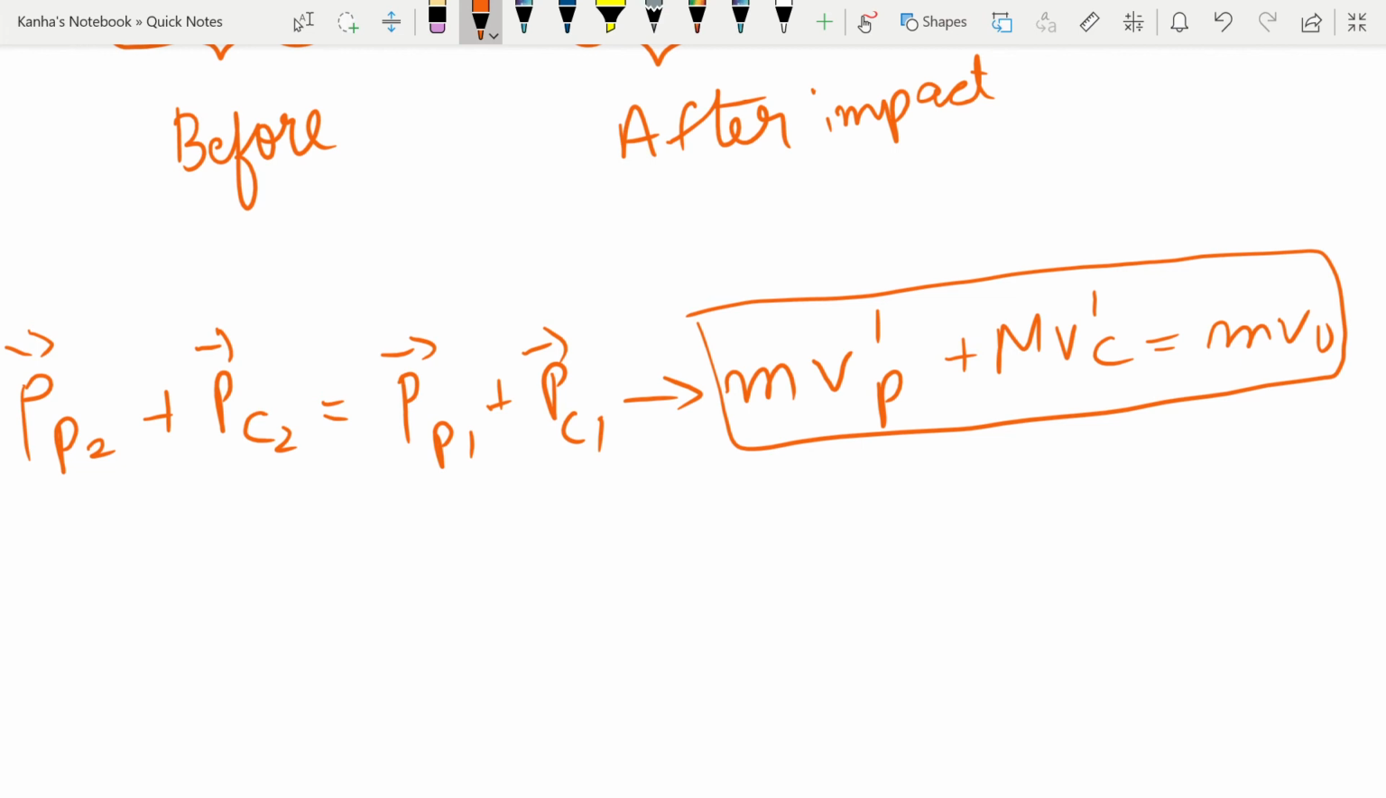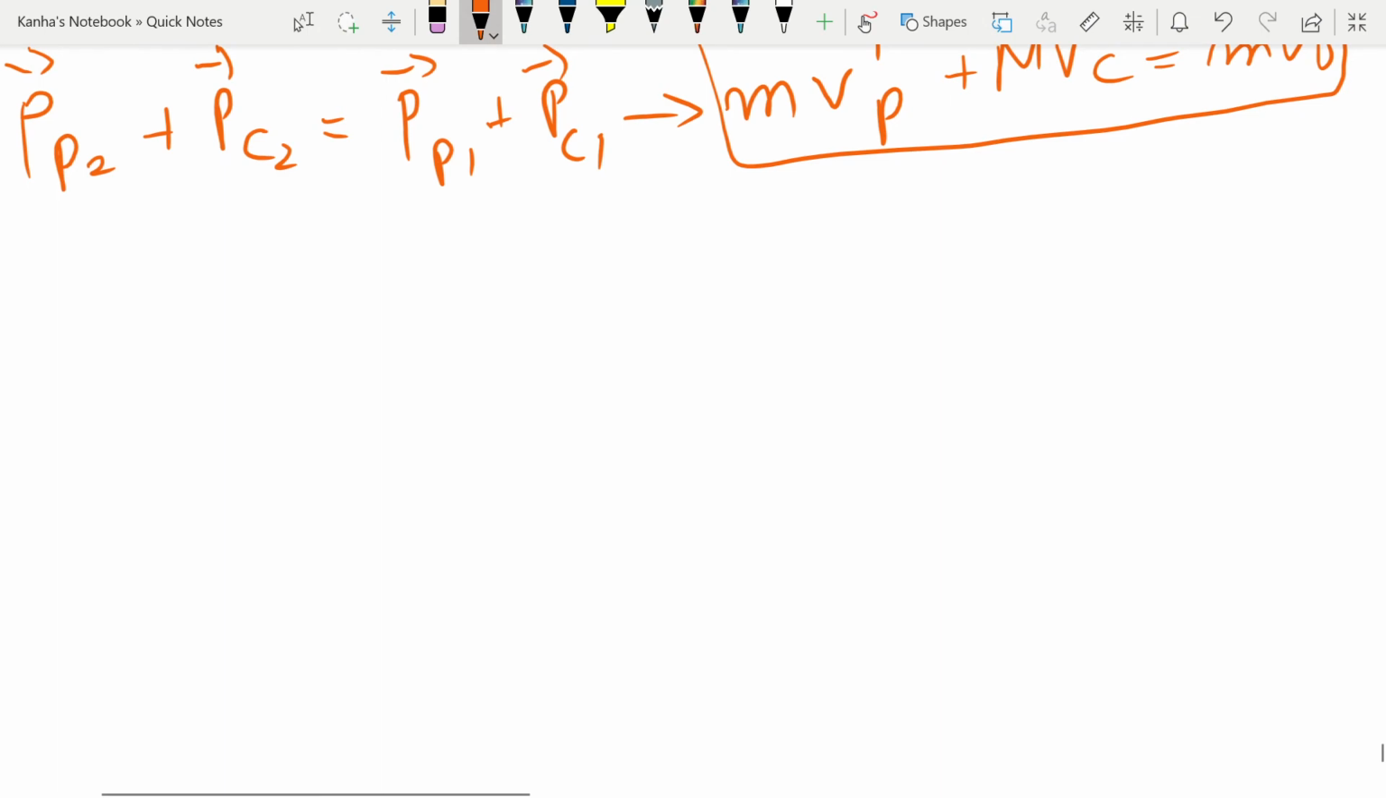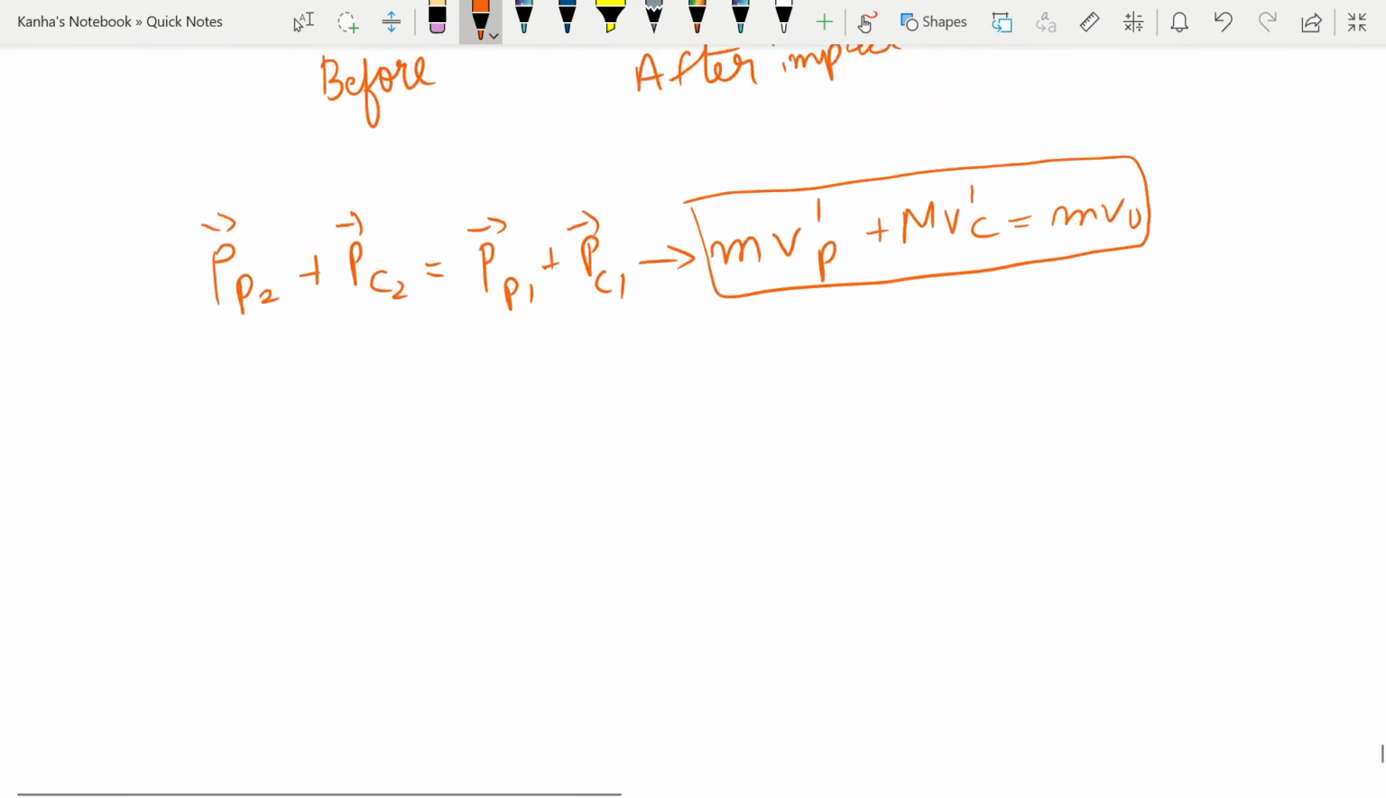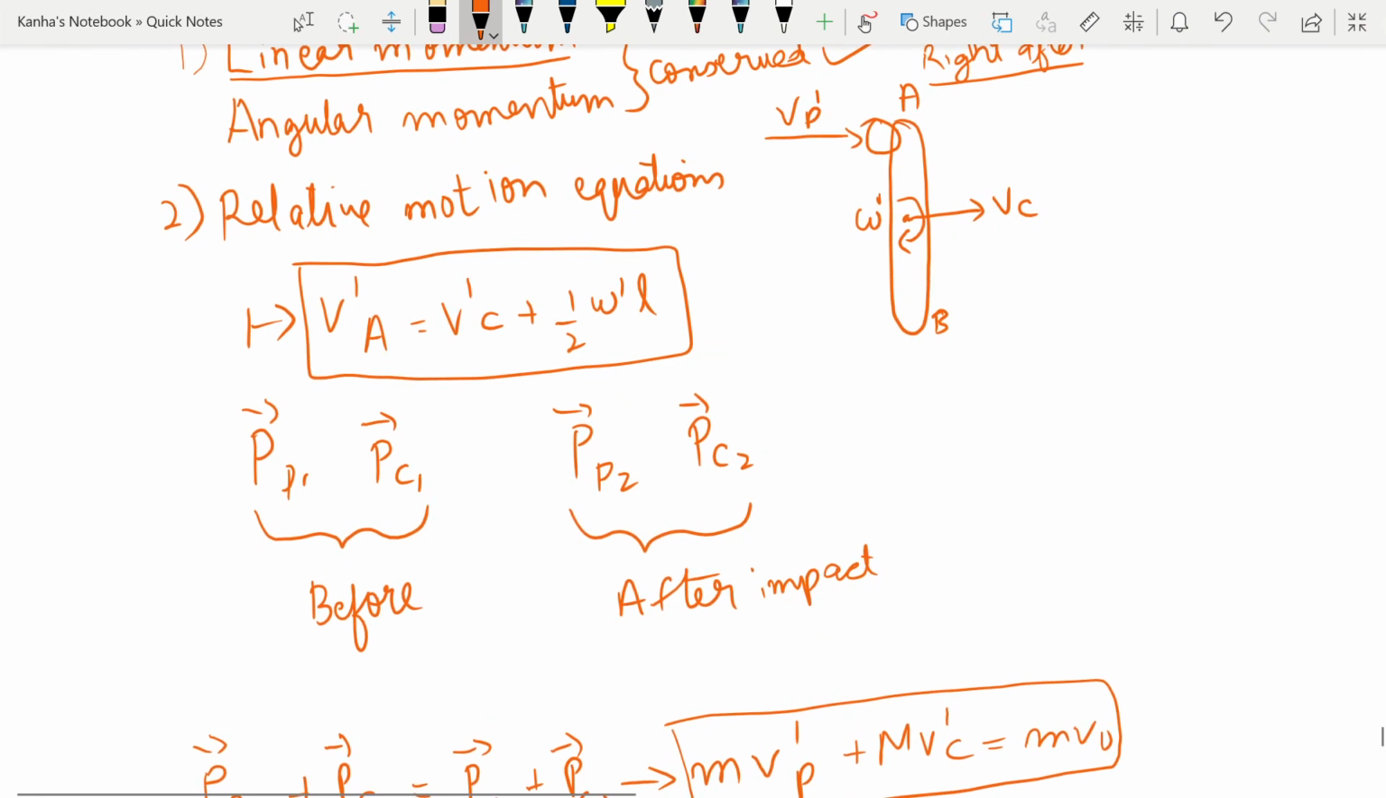Now how do you do this? We first of all denote the angular momentum of the particle and the rod about the point O as L P1 and L R1. Okay, so let me draw this again. Actually there is no need to draw it again. I can zoom it out and you can refer to this diagram.